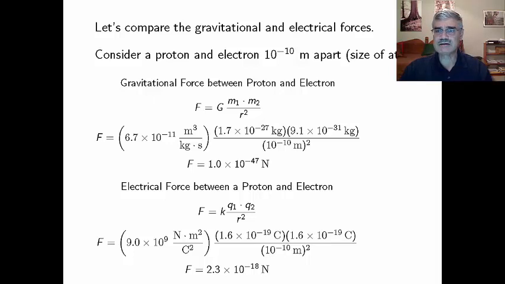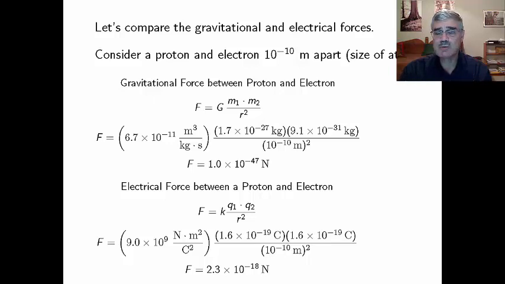Let's consider a proton and electron, and we'll get to protons and electrons a little later in class. But you probably know they're really small, and a proton is positively charged and an electron is negatively charged. And they're so small that their separation distance, when they're close, can be 10 to the minus 10th meters. That's the size of an atom. So the separation distance is not very large.